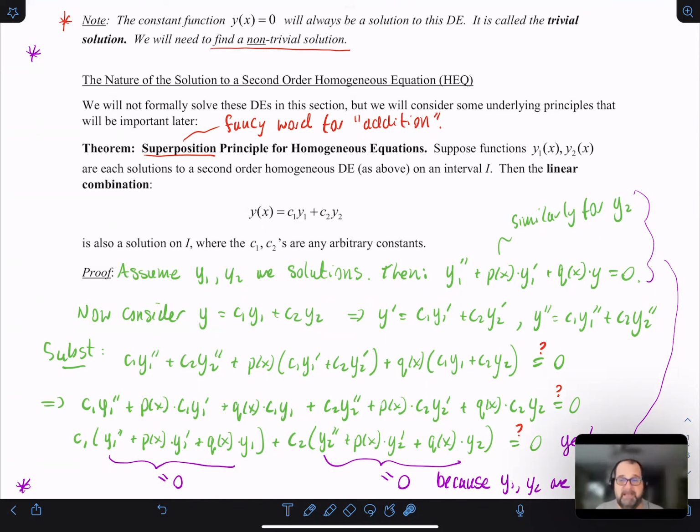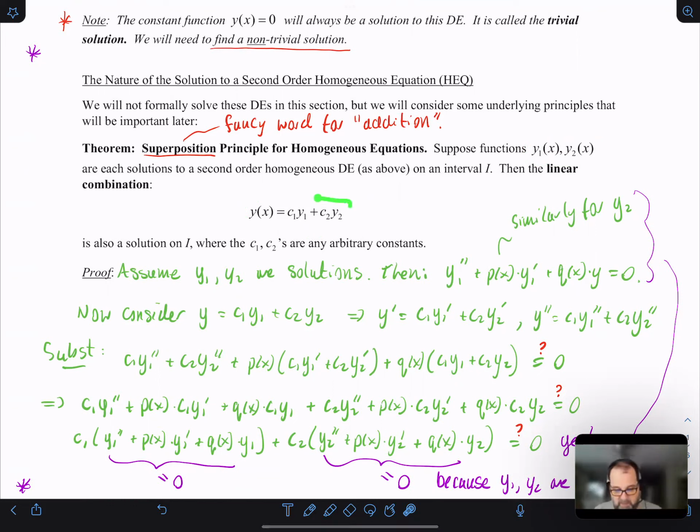It basically says that if you have non-trivial solutions, y1 and y2, then any linear combination of them is also a solution. So if you have y1 and y2, and you know those are solutions to some second order linear homogeneous differential equation, then making a linear combination out of them, C1 y1 plus C2 y2, where the C1 and the C2 are just any old constants, then this would also have to be a solution.